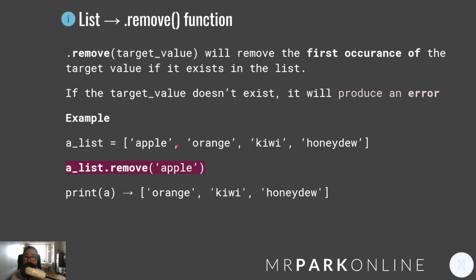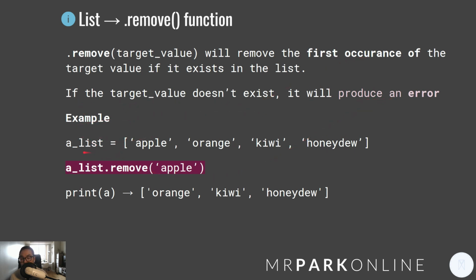So one of the methods that exist to help us remove is the remove method. We're going to give it one argument, which is the target value. It's going to look for this value inside a list. If it finds it, it's going to remove the first occurrence of it. If the target value doesn't exist, it will produce an error.